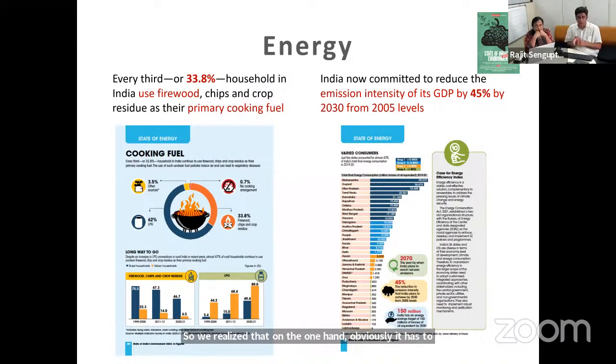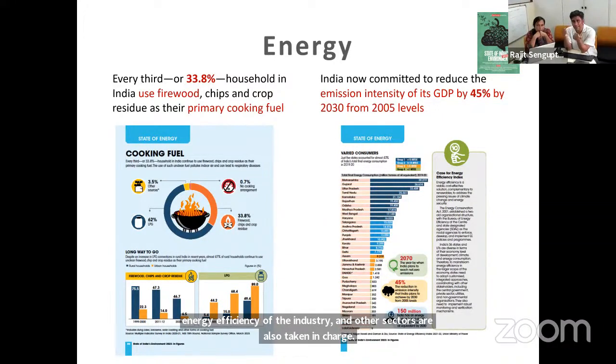The other is that a bulk of it can also be ensured if the energy efficiency of the industry and other sectors is also taken in charge. So the government of India came out with an index last year, and it comes out with this index annually.